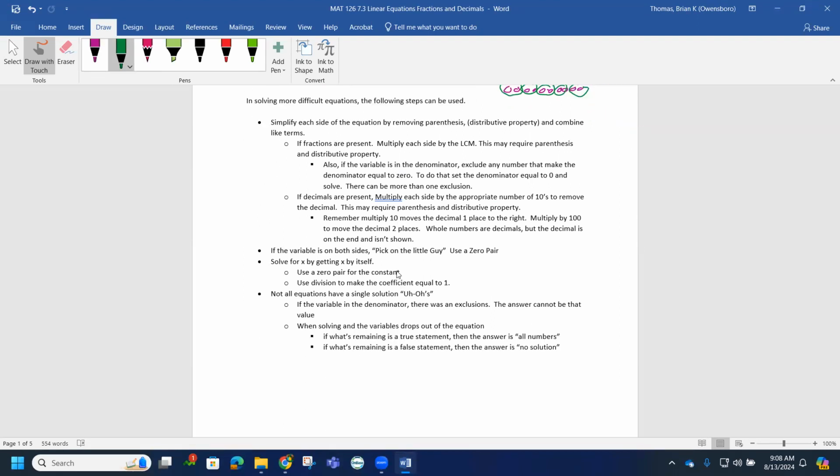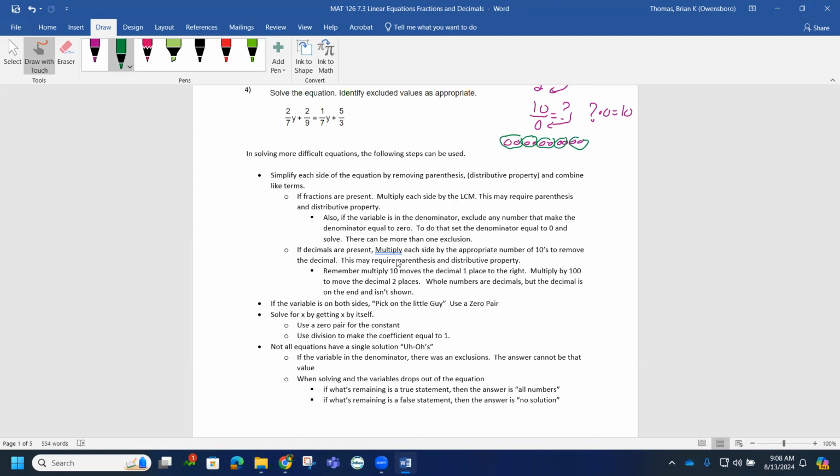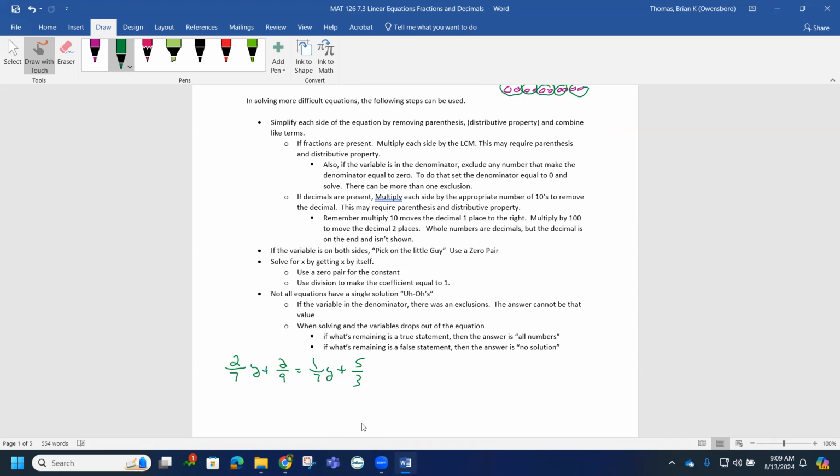So as we move forward in this problem, let's see if we can write this down. So we have 2/7 y plus 2/9, and that's equal to 1/7 y plus 5/3. One of the higher level strategies in equations is you can multiply both sides of the equation by a number that can make the fractions drop out of the problem. It makes it a lot easier to do this problem mentally.